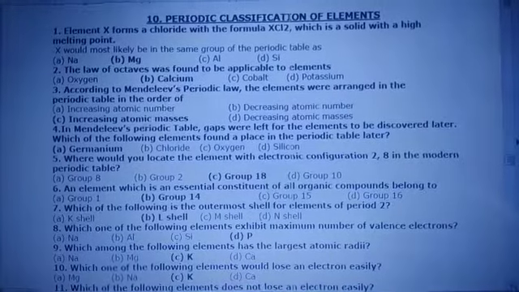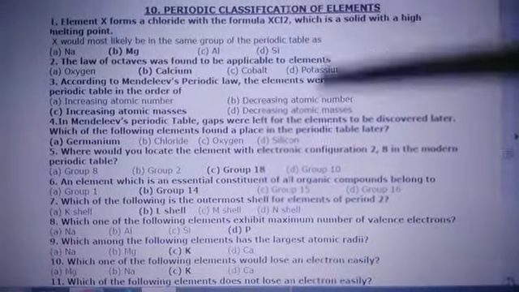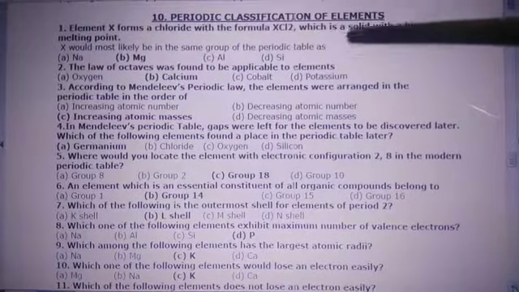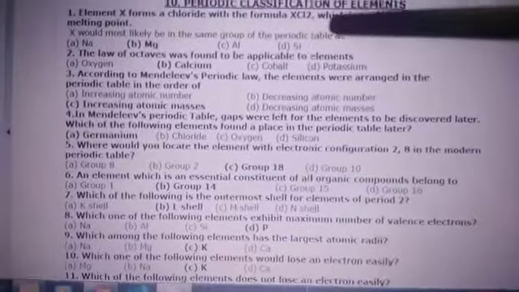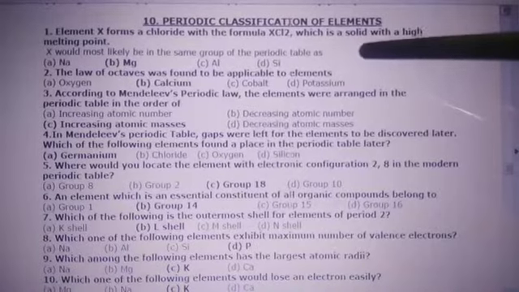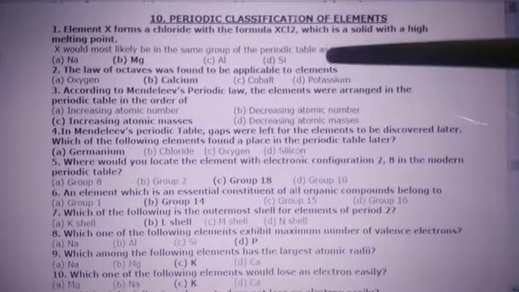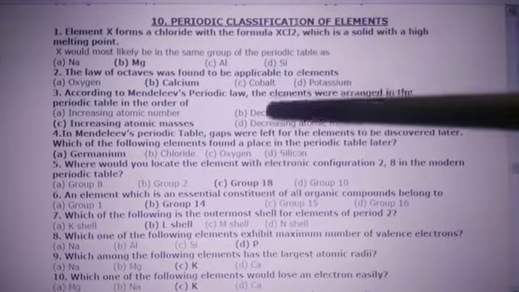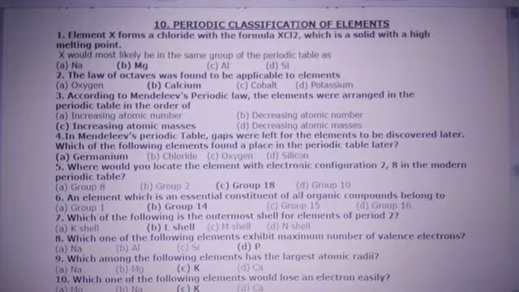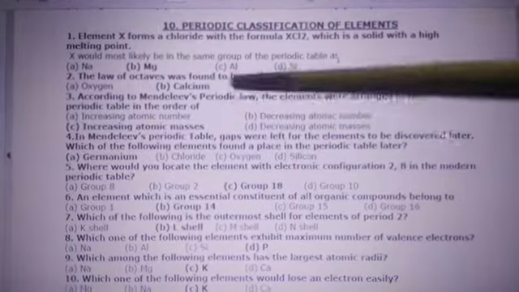Now let us study the 10th chapter, periodic classification of elements. First question, element X forms a chloride with the formula XCl2, which is a solid with a high melting point. X would most likely be in the same group of the periodic table as A. Sodium, B. Magnesium, C. Aluminium, D. Silicon. The answer is B. Magnesium. Second, the law of octaves was found to be applicable to elements A. Oxygen, B. Calcium, C. Cobalt, D. Potassium. The answer is B. Calcium.